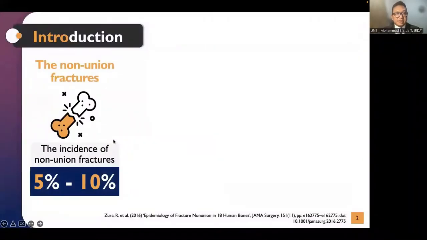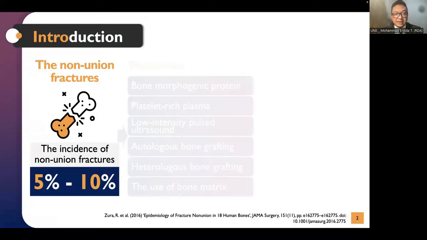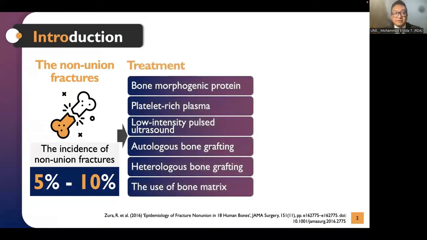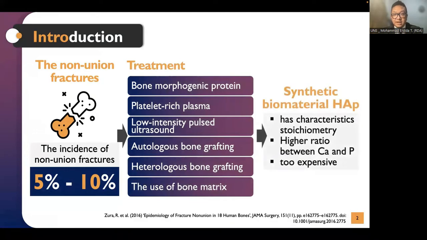For the introduction, from an experiment in the United States, the incidence of non-union fracture is 5% to 10%, and it's growing rapidly. The current treatment options for non-union fracture are bone morphogenetic protein, platelet-rich plasma, low-intensity pulsed ultrasound, autologous bone grafting, heterologous bone grafting, and the use of bone matrix. One of the treatments is the synthetic biomaterial hydroxyapatite.